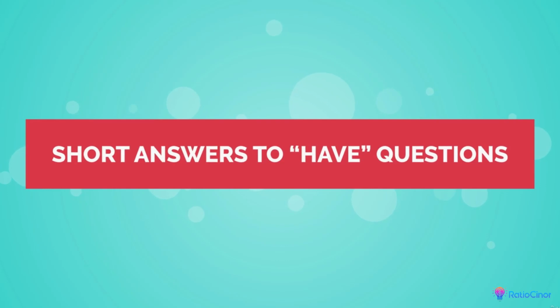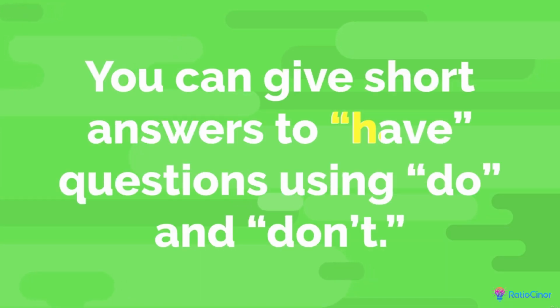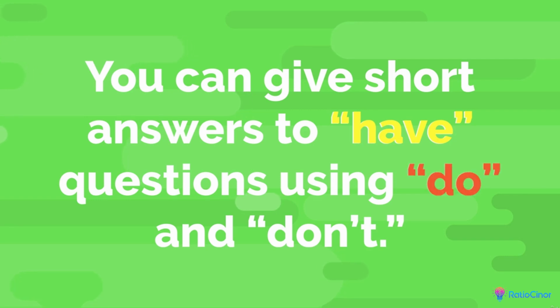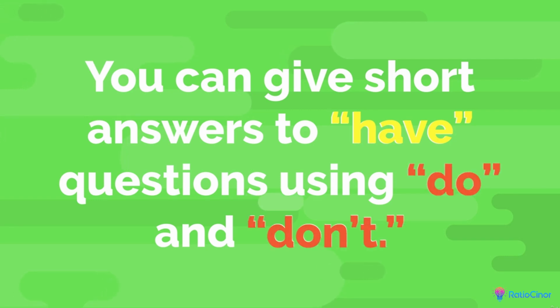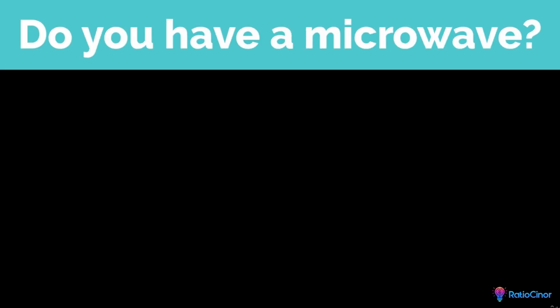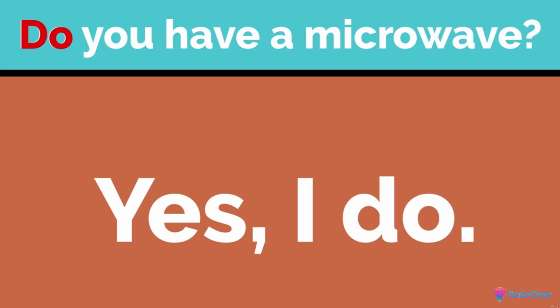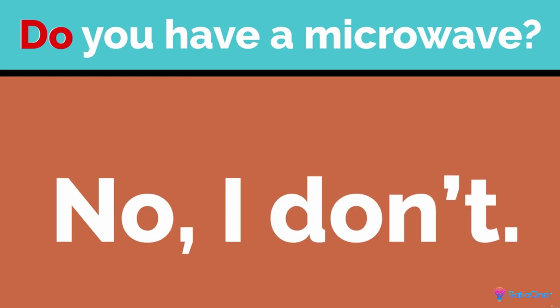Short answers to have questions. You can give short answers to have questions using do and don't. Do you have a microwave? Add do to form a question. Yes, I do. Use do in the positive answer. No, I don't. Use do not or don't in the negative answer.